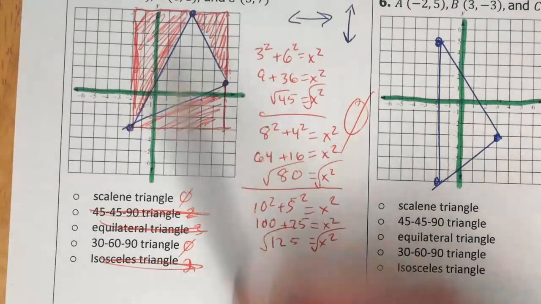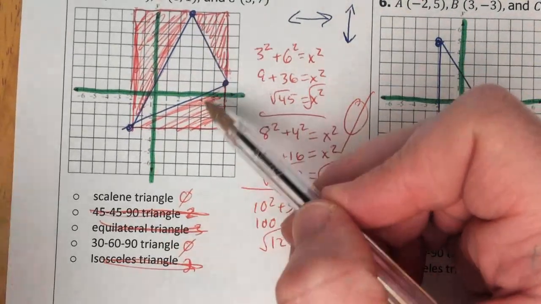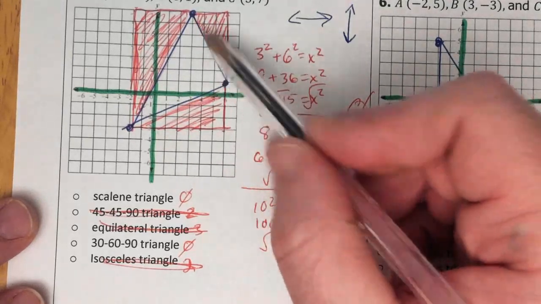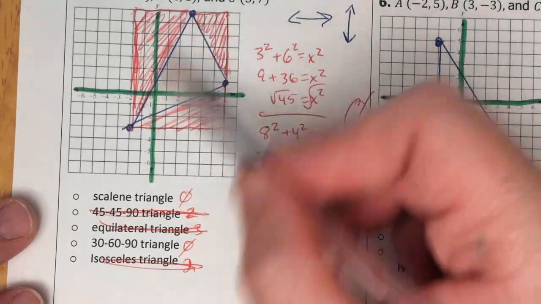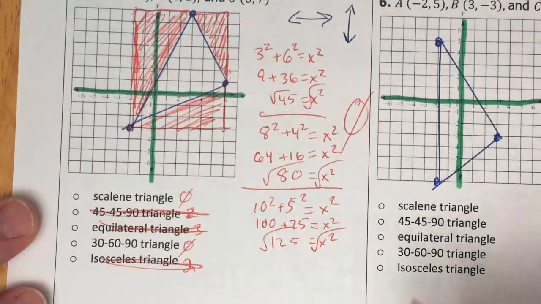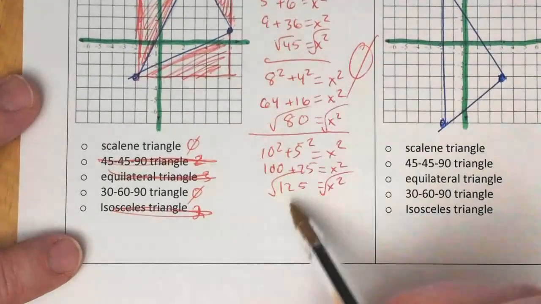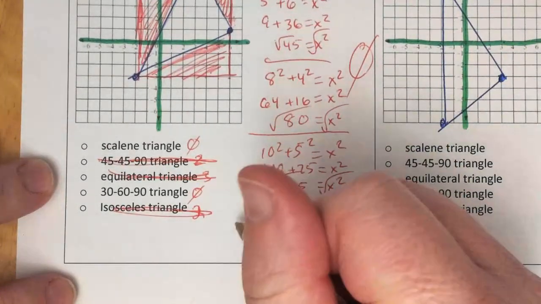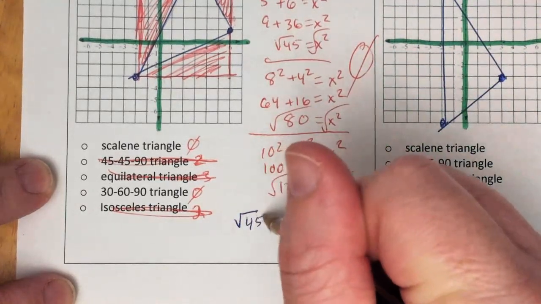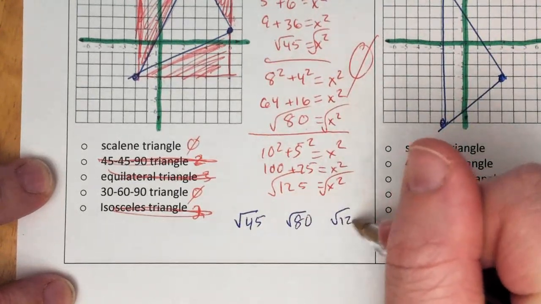Now we can just look at this. This does not look legit. If this worked, this would have to be x and this would have to be 2x. This and this does not look like it's twice of that. So I'm pretty sure that it is not 30, 60, 90. But let's double check. We're going to put these numbers from least to greatest. So we have the square root of, let's see, which number comes first? 45, the square root of 80, and the square root of 125.